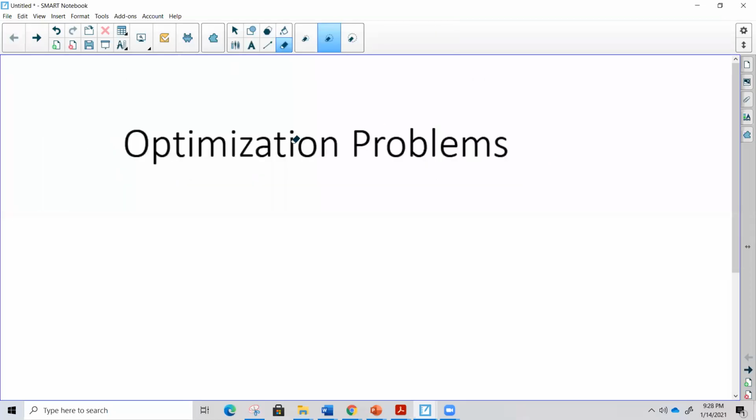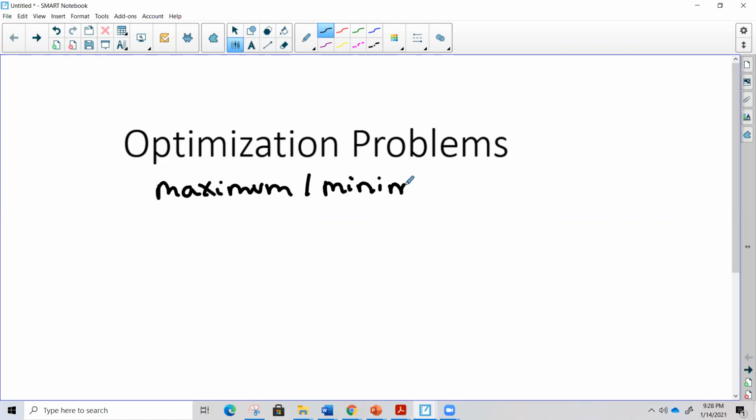So in this video, I'm going to do a few examples of optimization problems. So the process of optimization, remember, is finding a maximum or a minimum. And to do that, we find our function and then we take the first derivative and set it equal to 0 to find the critical points. And then we determine if our critical point is a max or a min. And it's kind of based on the context of the problem if we want the max or the min.